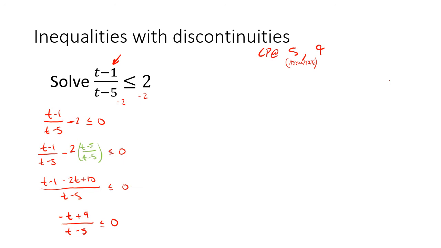Because if t was 9, looking at the top, we'd have a 0 for our numerator, which would give us 0 divided by something, which would be a 0, which is a critical point. So we're going to put a number line and put our two critical points on it. So 5 and 9.